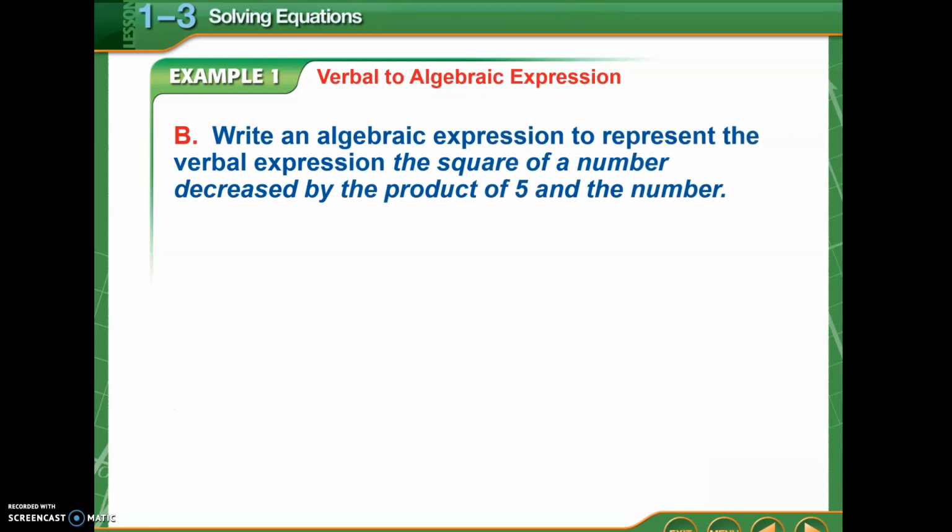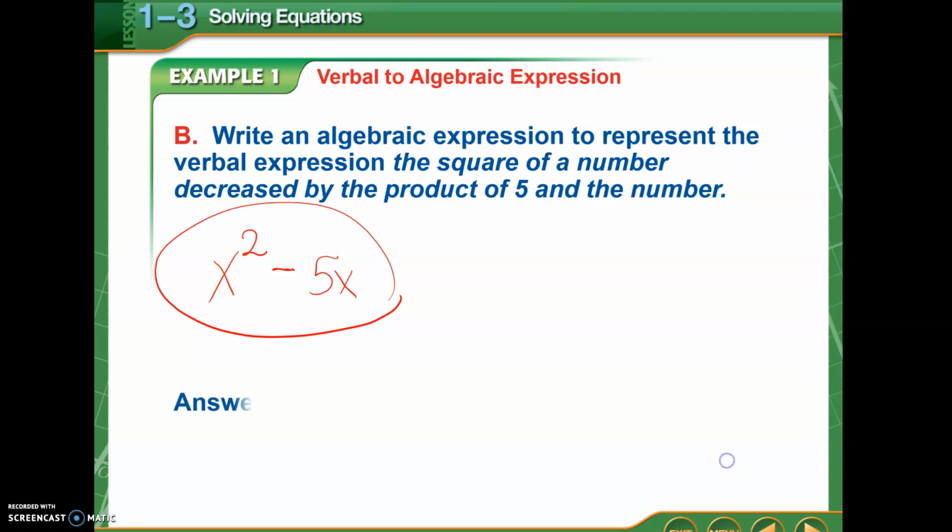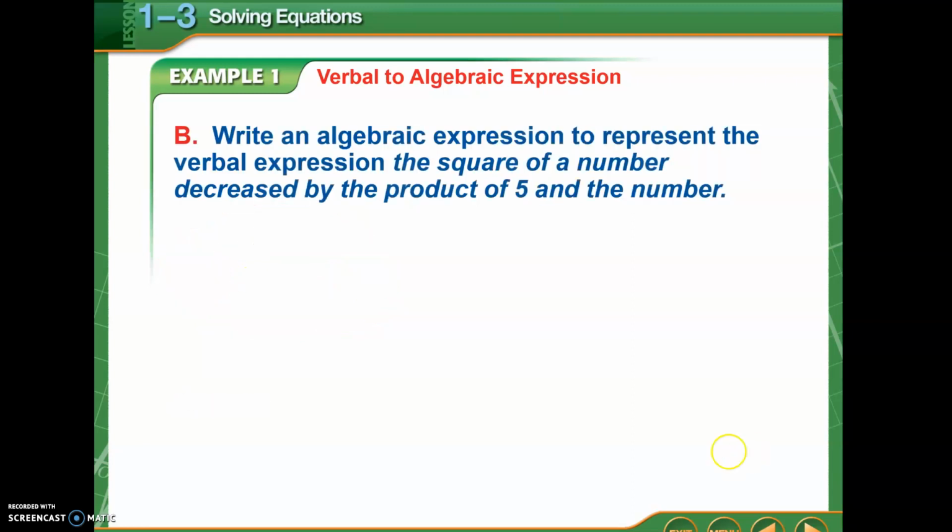Right, so here's another one. Write an algebraic expression to represent the verbal expression, the square of a number. So we have some number. It is squared, so we should be able to recognize that that is squared. Is decreased by, so subtracting again, because decreased is subtraction, by the product. Product is multiplication of 5 and the number. So we could make it look like this. So whenever we're decreased by or less than, it's always subtracting from that. What are we subtracting?